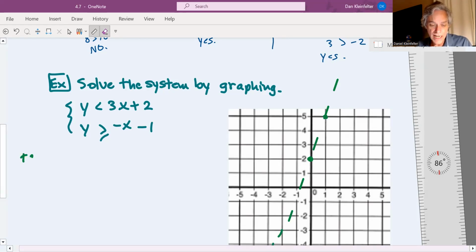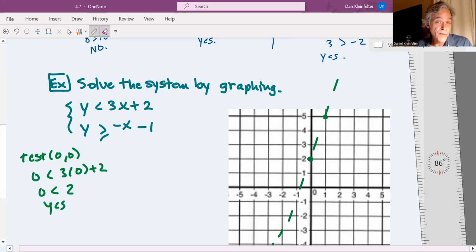So we're going to test the origin in that first inequality. So 0 is less than 3 times 0 plus 2. Is 0 less than 2? Yes. So that means that 0 is a solution to the first inequality, so all the points on that side are. So I'm just going to remember by putting little arrows to remind me that I would be shading the right side of that if we were going to do the shading now.